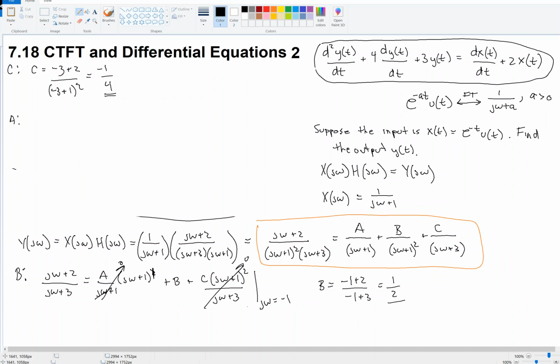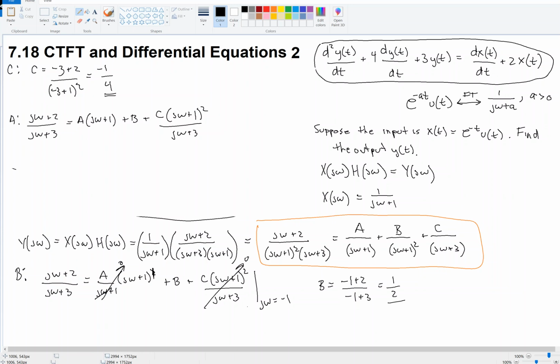So I'm going to multiply everything by j omega plus 1 squared. So this gives me j omega plus 2 over j omega plus 3 equals a times j omega plus 1, right? Because I'm multiplying by the repeated root, j omega plus 1 squared. So that gives me a times j omega plus 1 plus b plus c times j omega plus 1 squared over j omega plus 3. I'm writing all of this out, but you'll see that you don't have to write all this out once you get used to it, that things are going to cancel just like they did before.